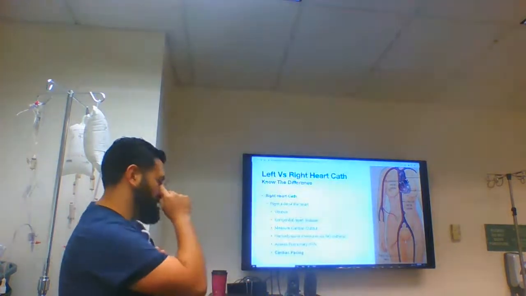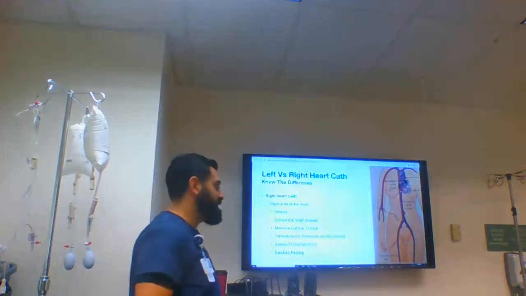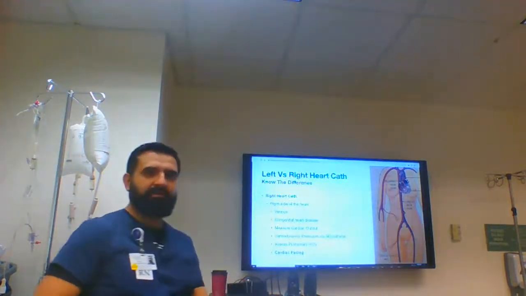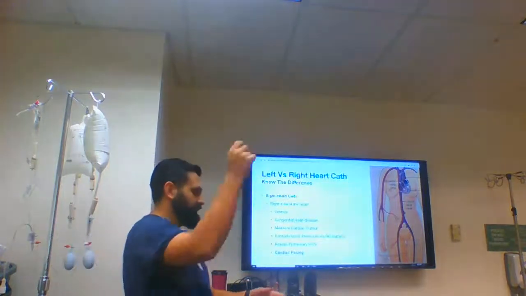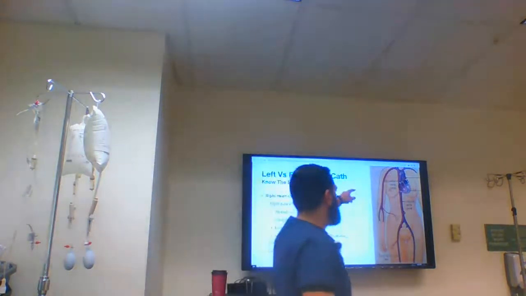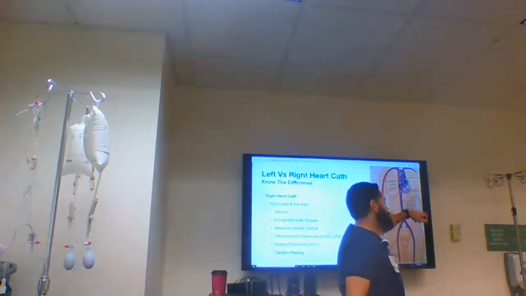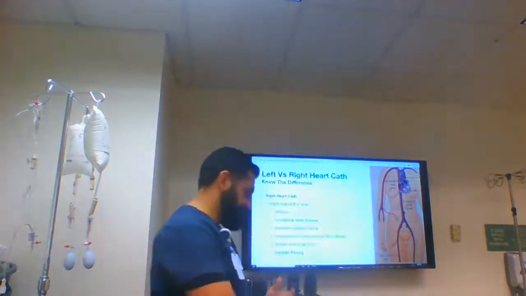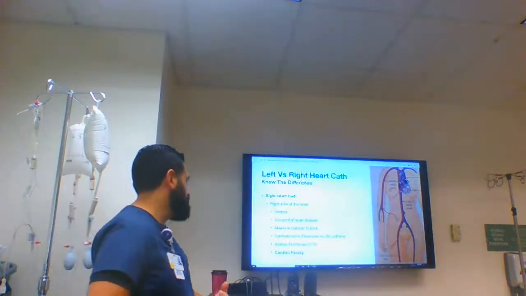And as well, if we have to emergently pace a patient, we're going to use it through a right heart cath, and we're going to introduce it all the way into the RV. Then the patient's going to come out, and they're going to be connected to a little box.